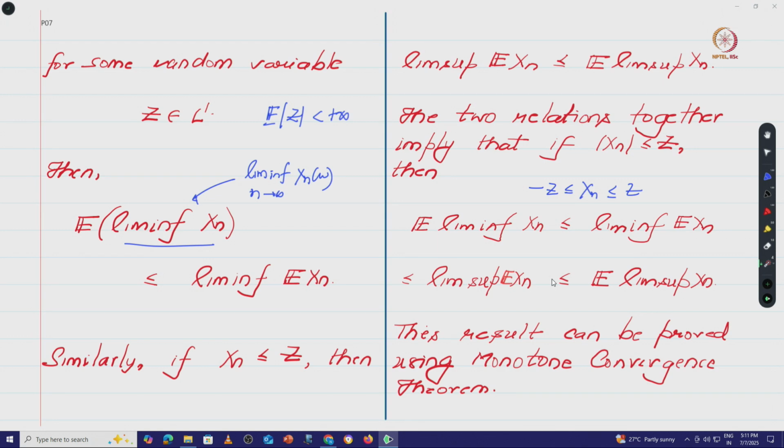I am not going to prove this result; however, those who are interested, I encourage you to try proving it yourself. It is a very easy consequence of the monotone convergence theorem, and those who need some additional help, I suggest that you look up the textbook by Resnick called Probability Path.